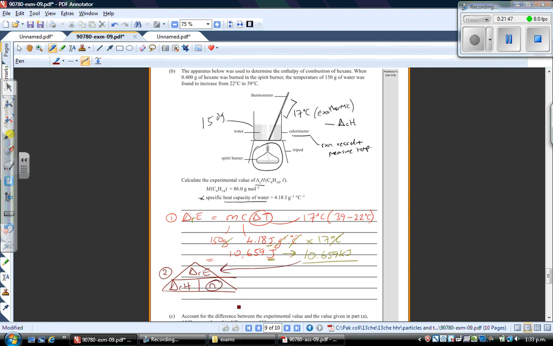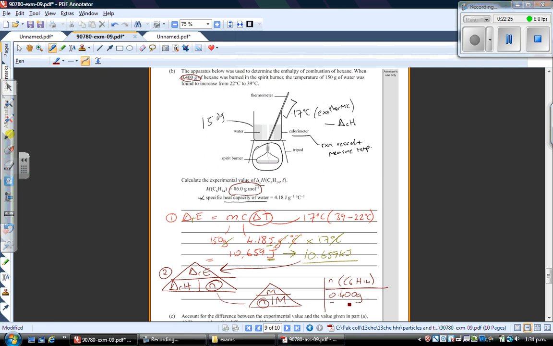So how do we work out the moles of hexane? Well, this is a throwback to level 2 calculations for quantitative chemistry. If you remember, you can work out the moles of any substance using this triangle. So this is the mass, moles, molar mass triangle. And if you want to work out the moles of hexane, in this case C6H14, they've kindly given you the molar mass for hexane as 86.0 grams per mole. So to work out the moles of hexane, we want to take the mass, which was 0.400 grams, and that's from up here.